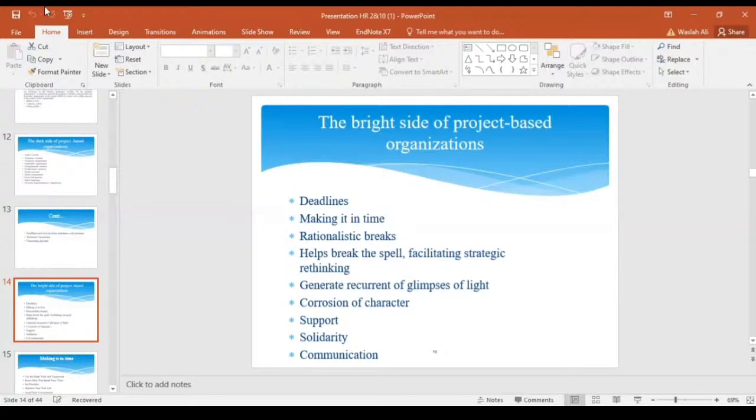Making it in time. The project must be done in a given time and must be executed in the required time. Rational breaks. There must be rational breaks in projects to help break the spell and facilitate strategic rethinking. There must be availability of strategic rethinking in an organization. Generate recurrent glimpses of light, correction of character, support, solidarity, and communication.